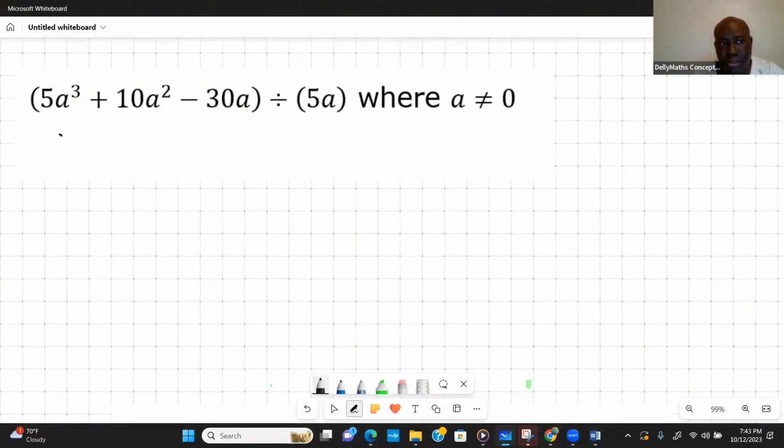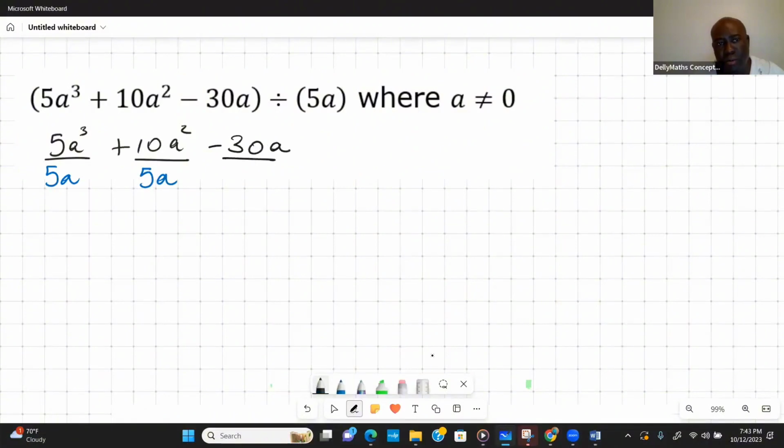So for example, the 5a to the third will be divided by 5a. The 10a squared will be divided by 5a. And the minus 30a will be divided by 5a. This is so because this monomial here should divide each term in that polynomial there. So let us cancel. The coefficients will cancel if possible.